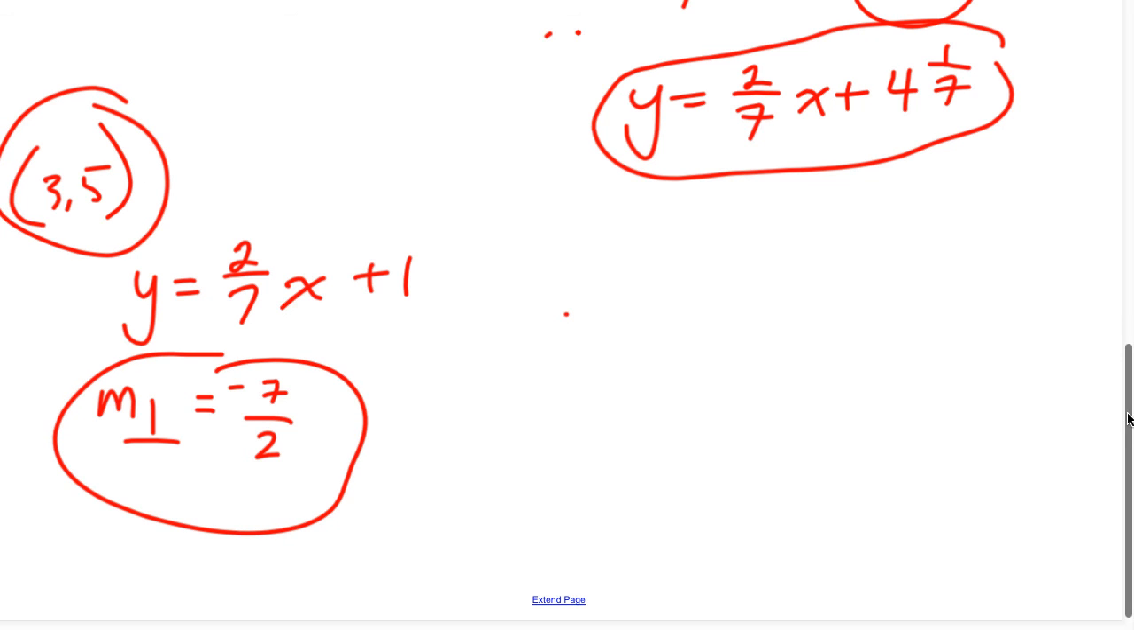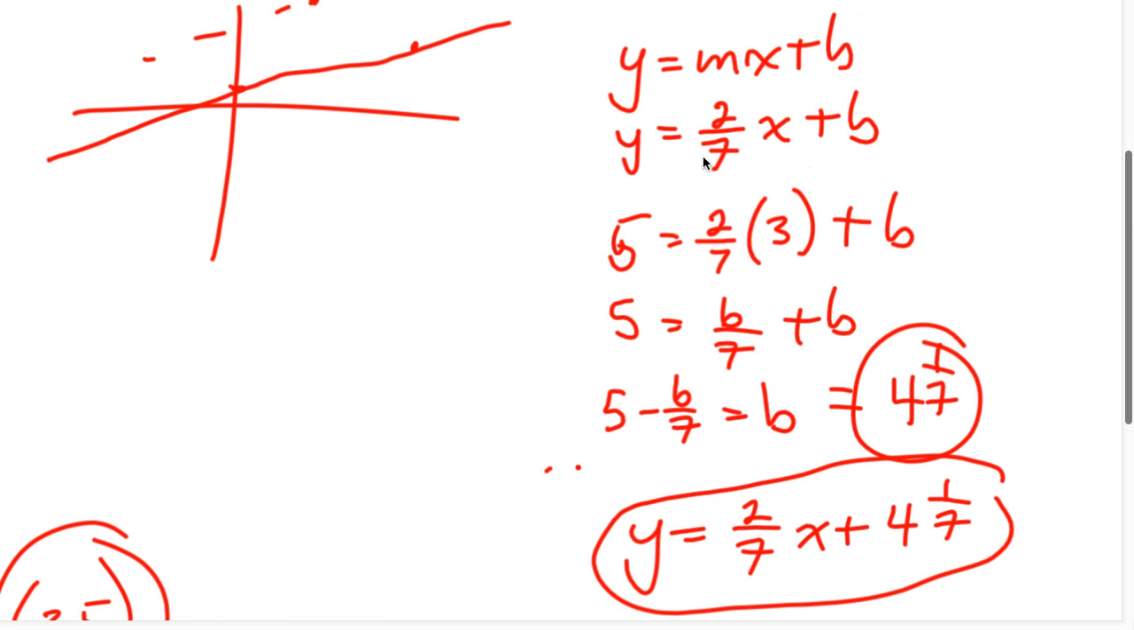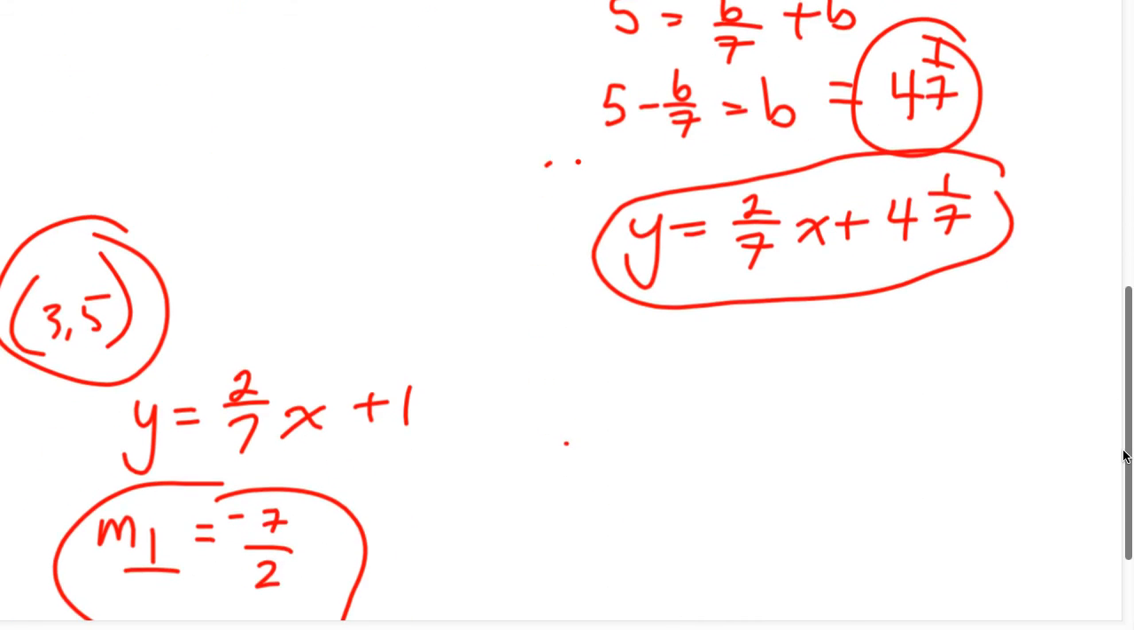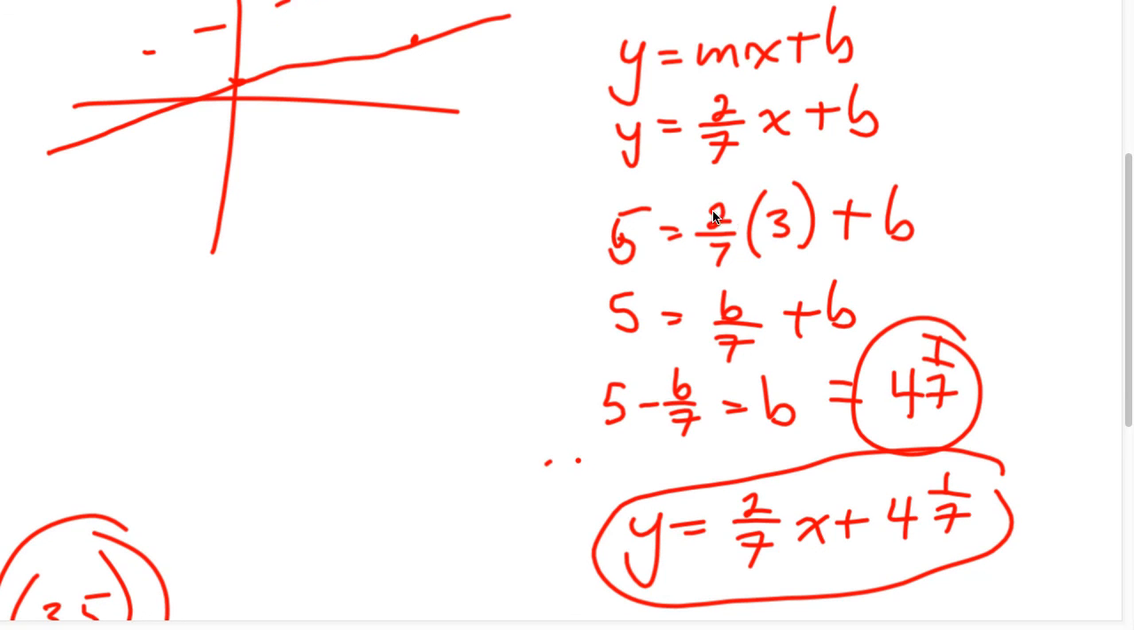Now I just have to go and do the same thing as I did just right there. Plug in the slope, plug in my x and my y value. So this slope will be the minus 7 over 2. That's what would go in there. The 3 and the 5. Solve for b again. Okay? Hopefully that helps you out with that question.